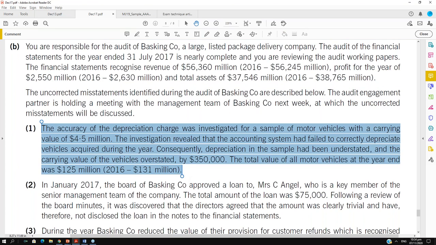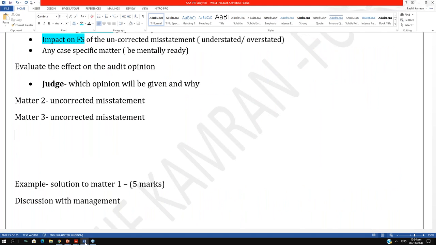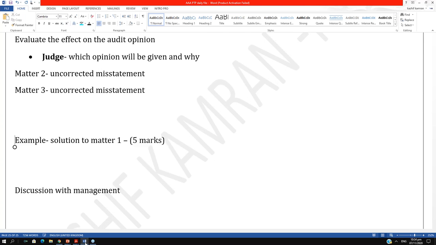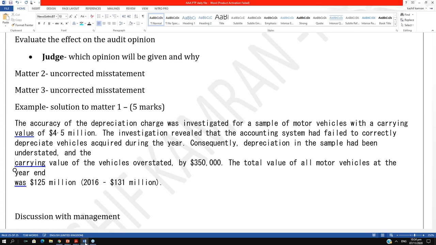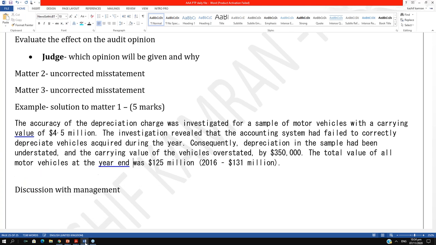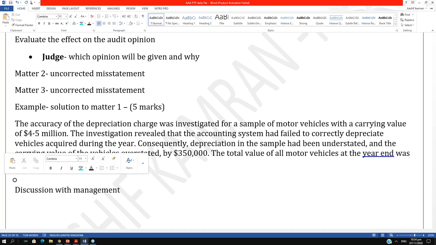Okay, let's copy the first problem and discuss it. We have 5 marks for the first problem, the uncorrected misstatement. Let's see how we identify the materiality of the uncorrected misstatement and how we go about the solution part. Okay, let's see the first part.